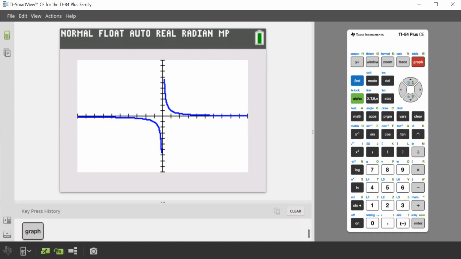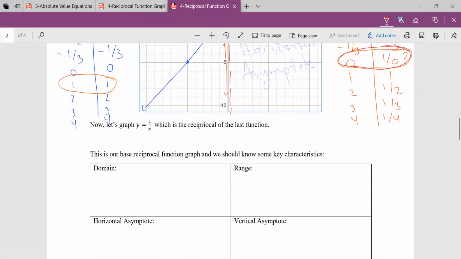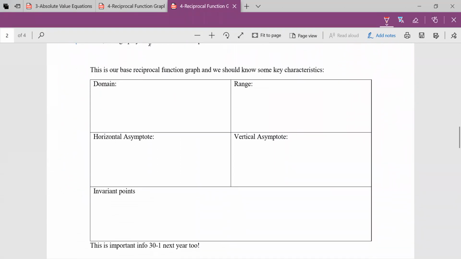In 30-1, it will certainly have different features to this graph, but for now, it won't. So I need you to know what this graph looks like. There it is. And I need you to know this really important information.